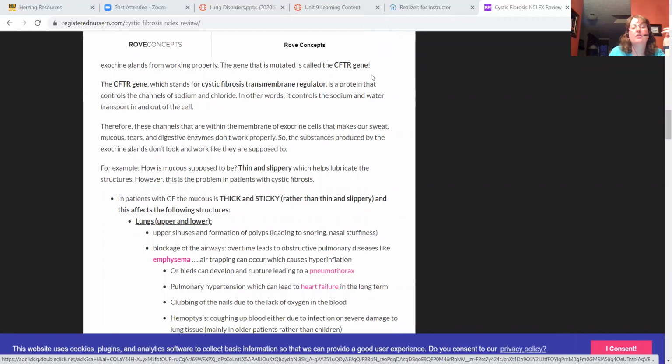So this cystic fibrosis gene is a protein that controls the channels of your sodium and chloride, and it works to control sodium and water transport in and out of the cell. So these channels within the membrane of exocrine cells that make our sweat, mucus, tears, and digestive enzymes don't work right. So the substances produced by the exocrine glands don't do what they're supposed to do. For example, your mucus is supposed to be thin and slippery, which helps lubricate structures, but in someone with cystic fibrosis, it's thick and sticky.